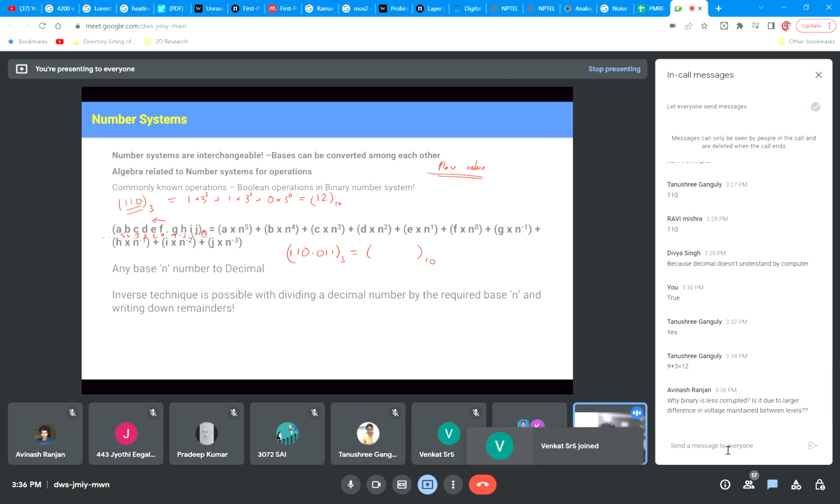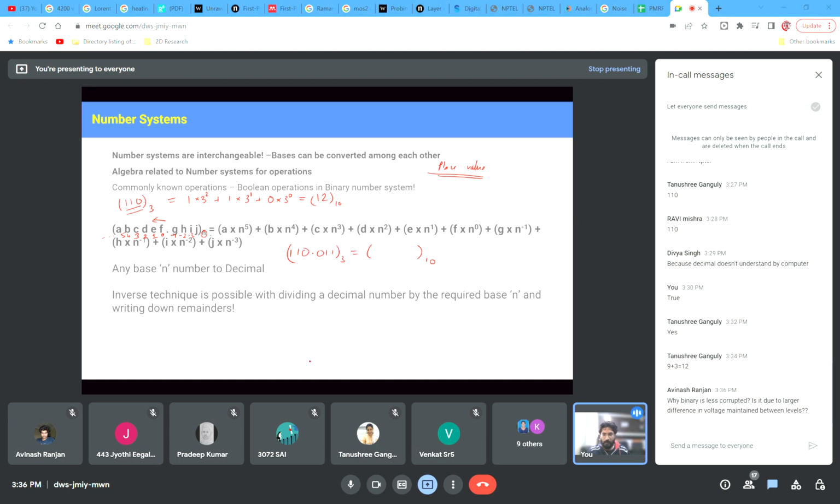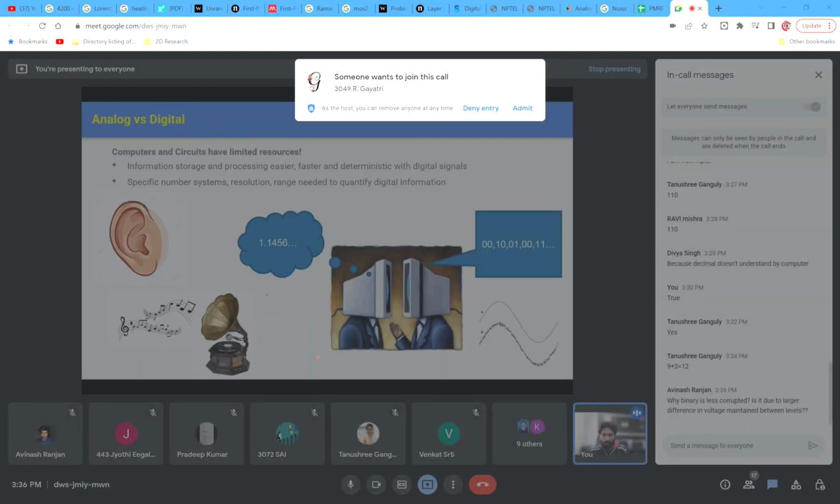Why is binary less corrupted? Is it due to larger difference in voltage maintained between levels? Okay, meanwhile you guys are solving, Avinash has put up a question: why is binary less corrupted? Is it due to large difference in voltage maintained between levels? So yeah, by and large that is a very true observation.